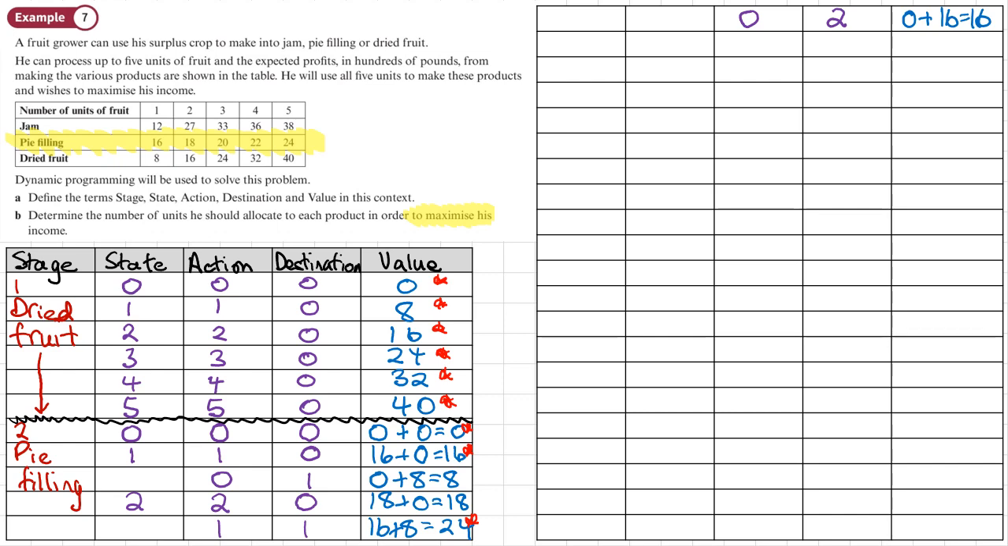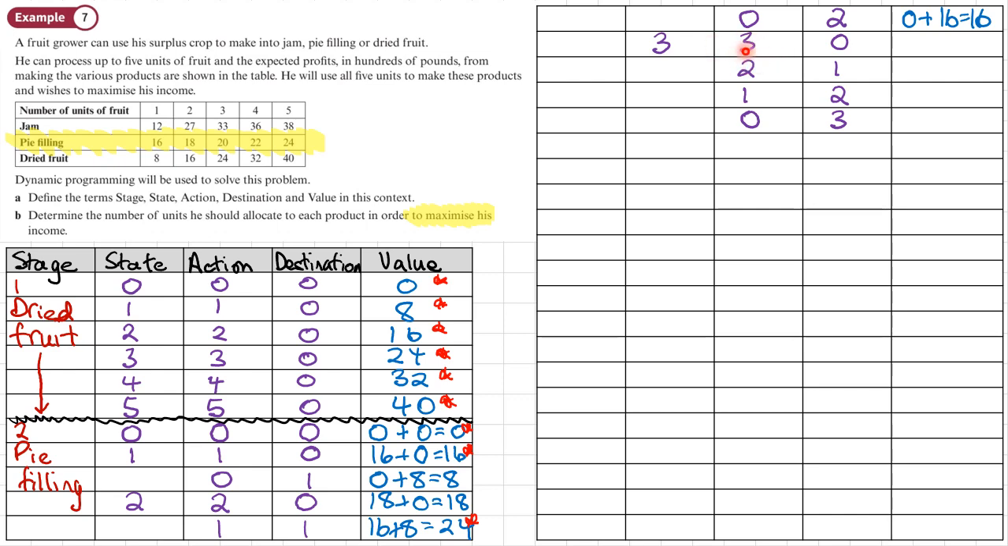Moving on, we could have 3 units available that have been passed on from the previous stage, and our options are use up all 3, pass on none; use up 2, pass on 1; use up 1 and pass on 2; or lastly use up none and pass on all 3. So let's work out what the values of these are.